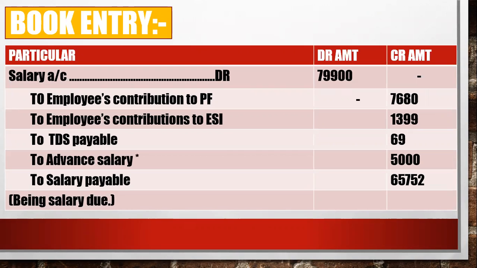Employee contribution they will give you in the question. For employer contribution you have to calculate it, and you must know the percentage also. Employer contribution to PF, that is 13%, you have to calculate, and employer contribution to ESI will be 3.25. Clear?